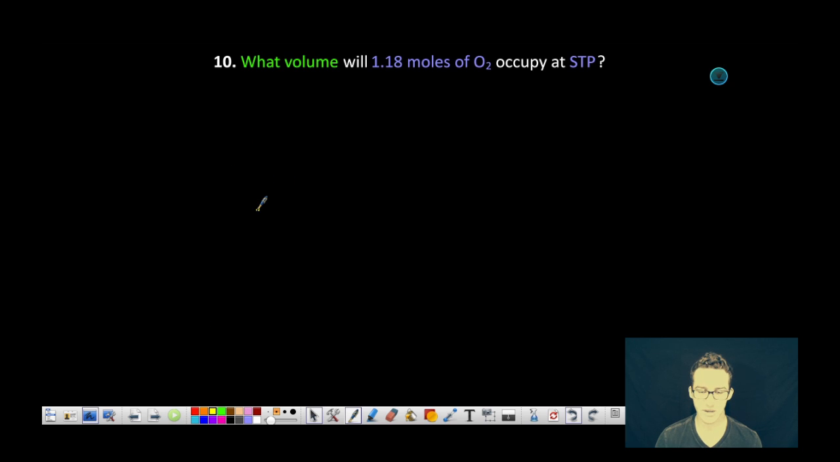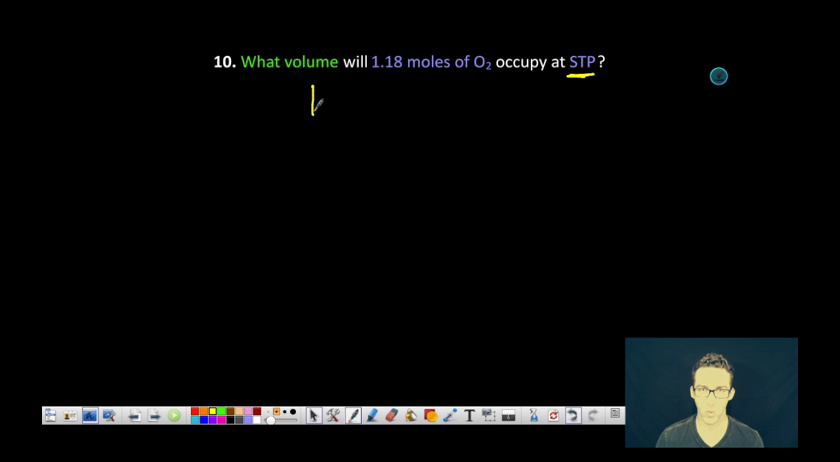We're super close here. The next two are pretty straightforward. This one's super easy. This question is asking us what volume 1.18 moles of O2 will occupy at STP. This is just a really important relationship between moles and volume of gases only, when they're at standard temperature and pressure conditions, or when they're at 0 degrees Celsius and 1 atmosphere.